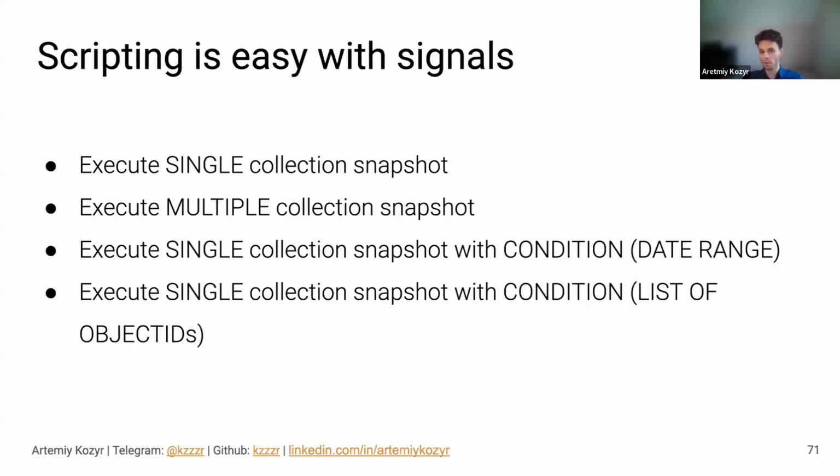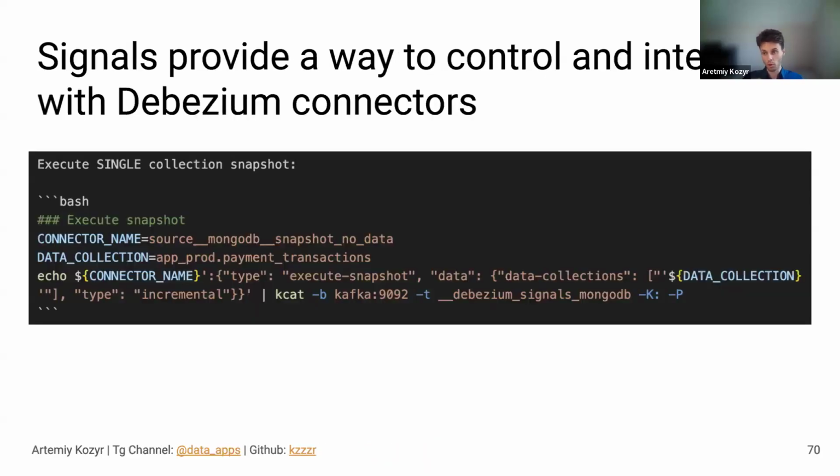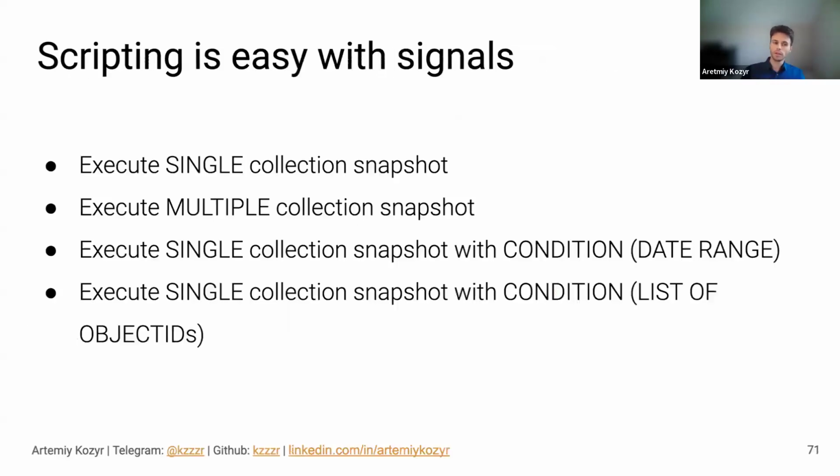But you can go further with this. You can execute multiple collection snapshots just by creating a specific bash script, by doing it with the for loop, for example. And then you can execute single collection snapshot with conditions. For example, a date range. You've discovered that a specific date range a month ago, a year ago, it has some differences with the data between data warehouse and data source.